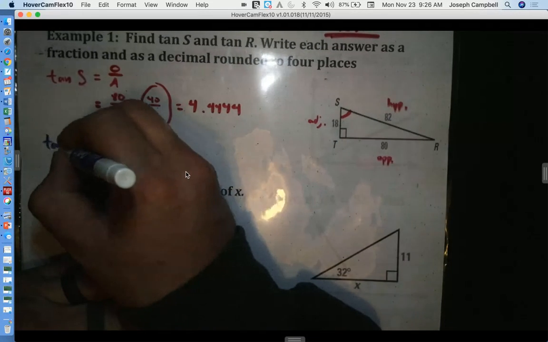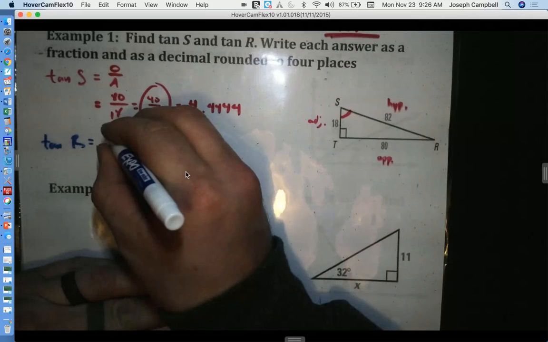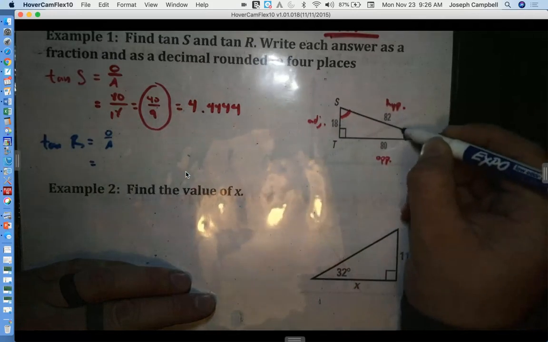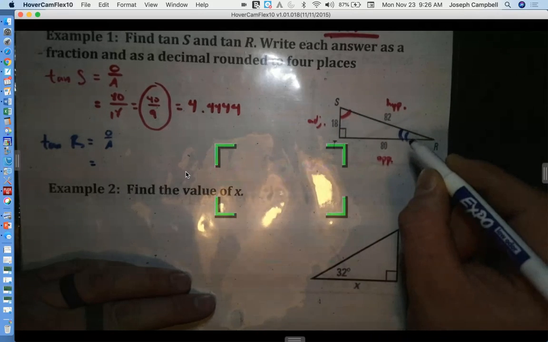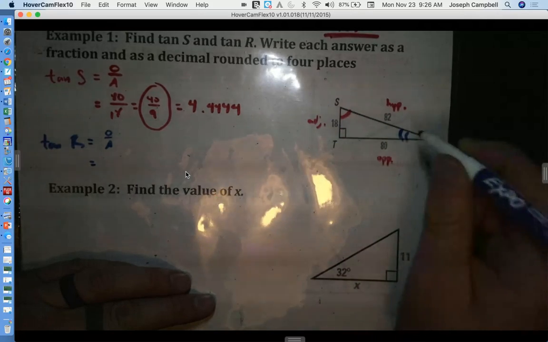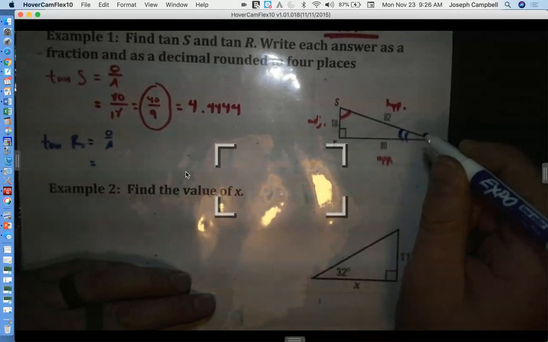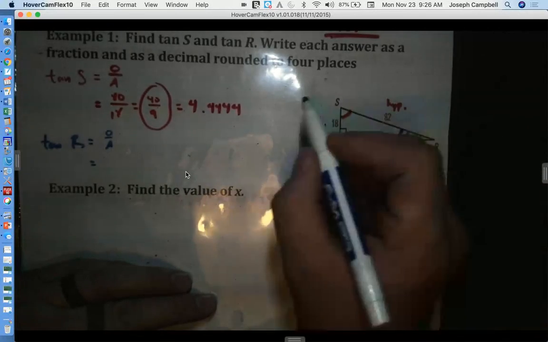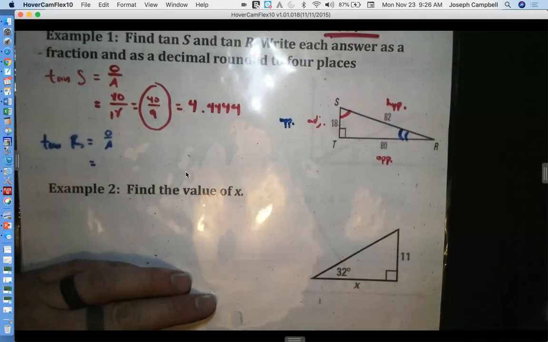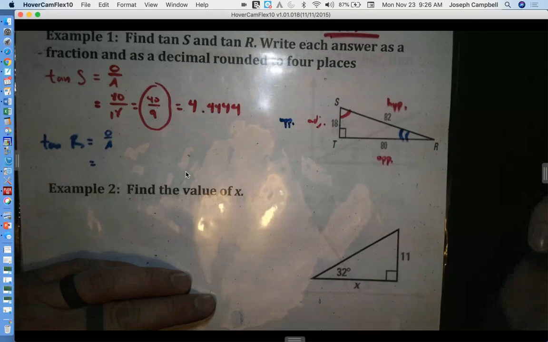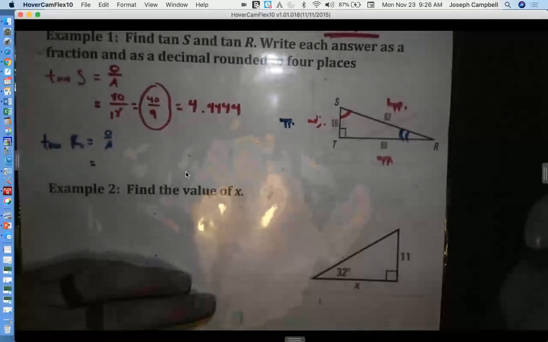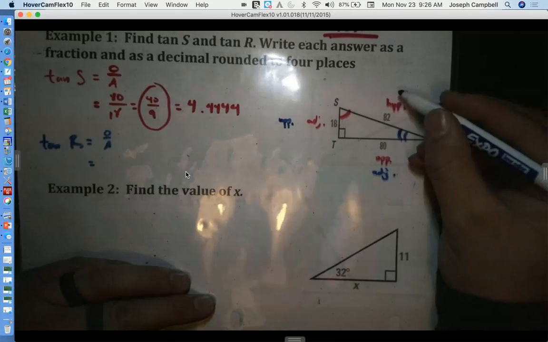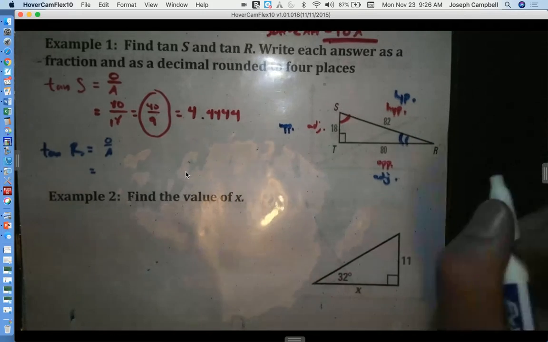So tangent of R. Remember, it's still opposite over adjacent, right? All right, but this is angle R. So now I'm looking from here. So now what's opposite to angle R? Is it 80, 18, 82? What's opposite angle R? It's this one, right? What's adjacent to angle R? Is it 82 or is it 80? It's 80. And of course, the hypotenuse is always the hypotenuse.